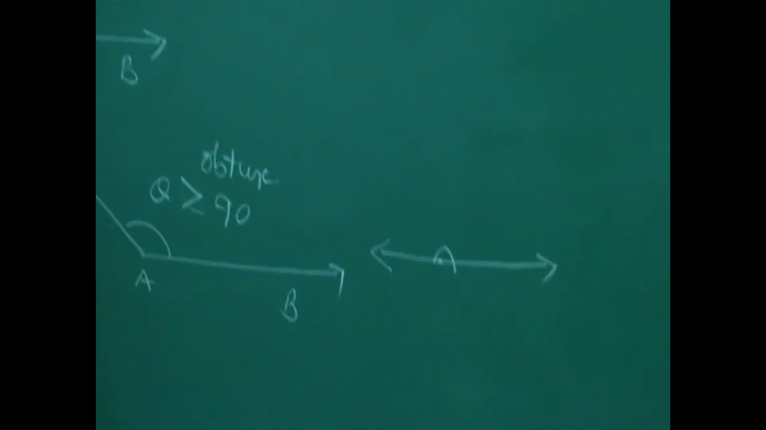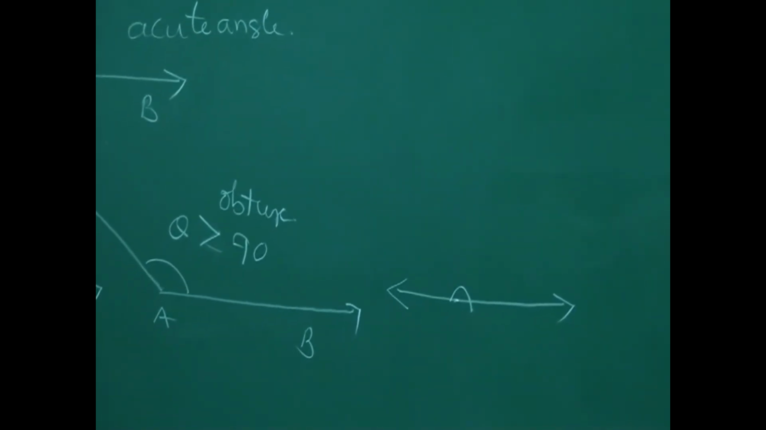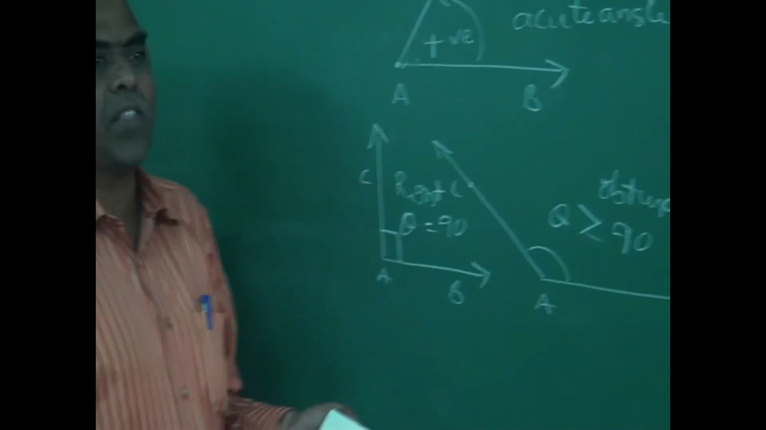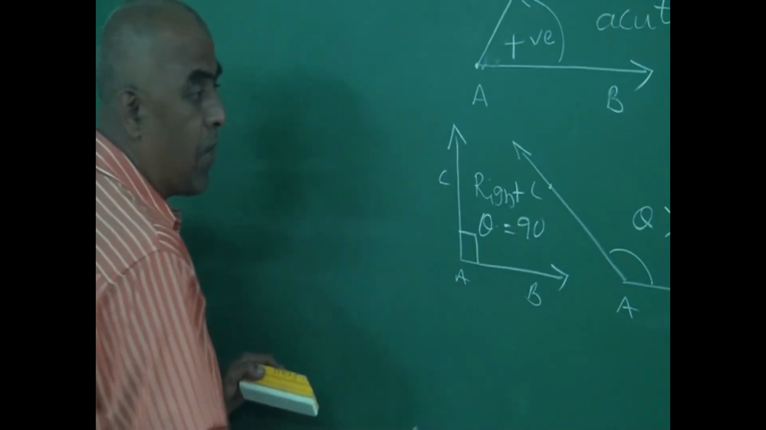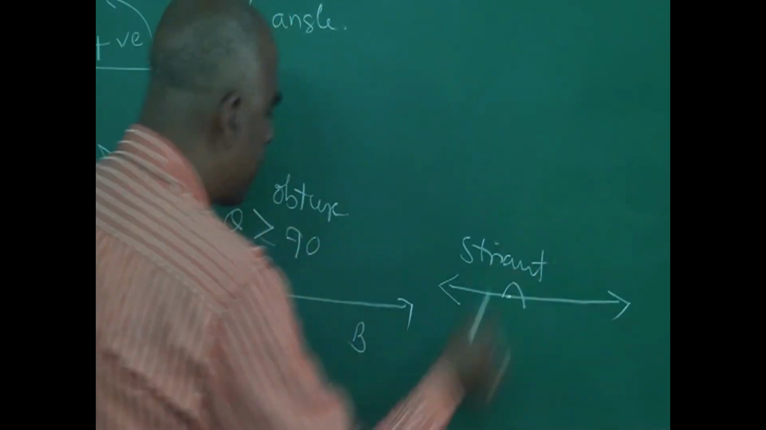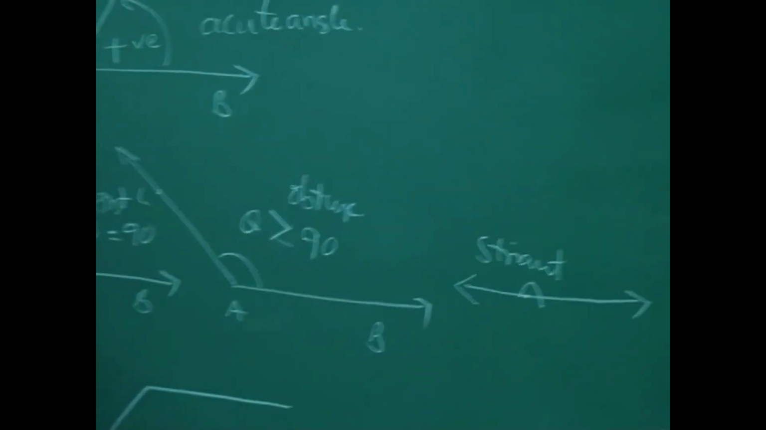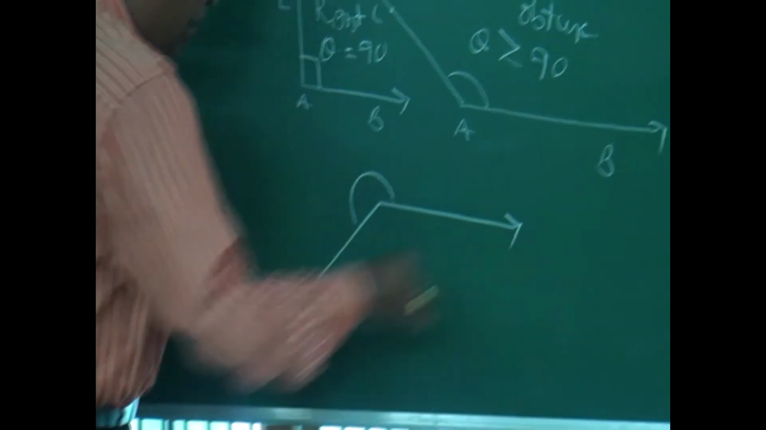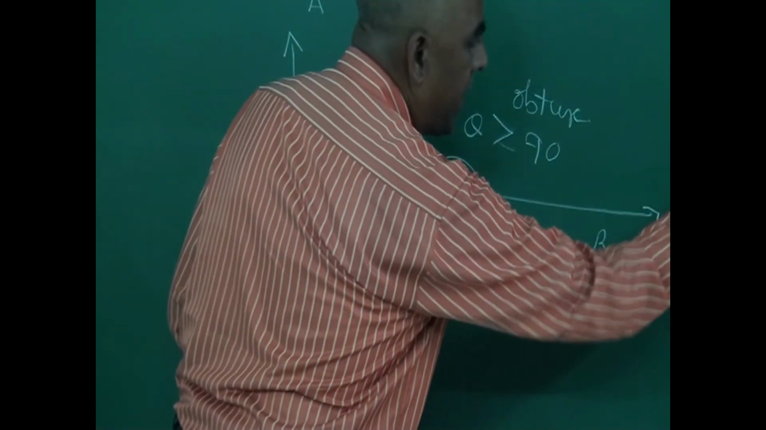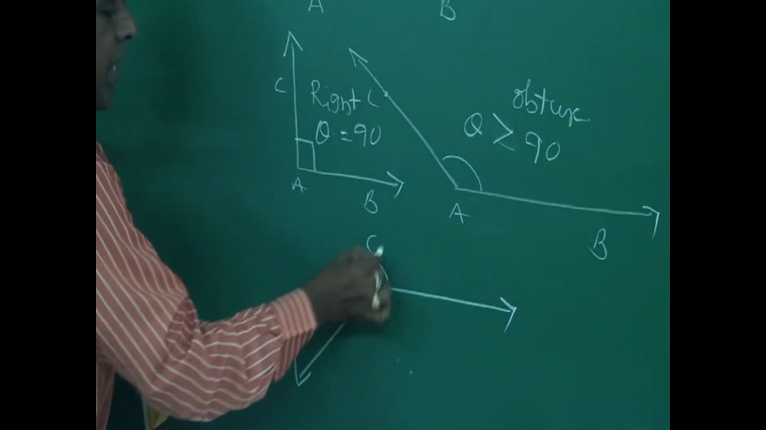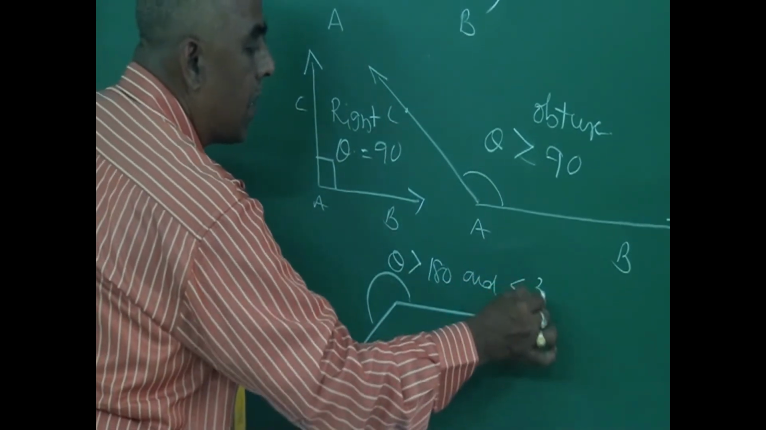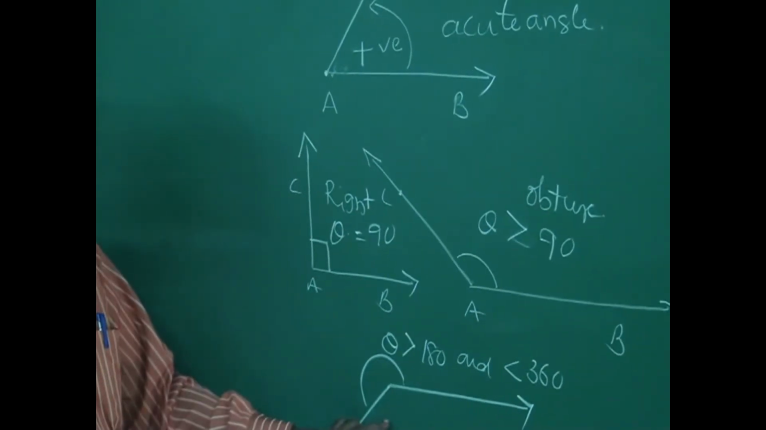If an angle is more than 180 and less than 360, it is always said to be a reflex angle. A reflex angle is like this, more than 180. If the theta value is equal to 180, it is called a straight angle. If the theta value is greater than 180 and less than 360, it is called a reflex angle.